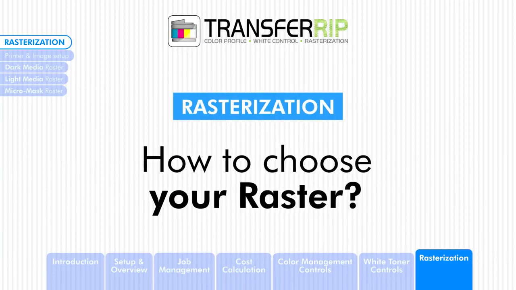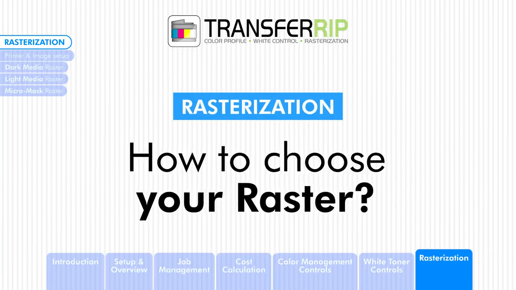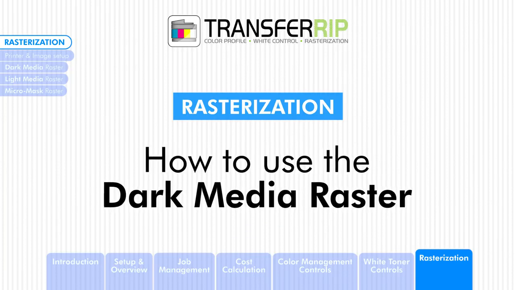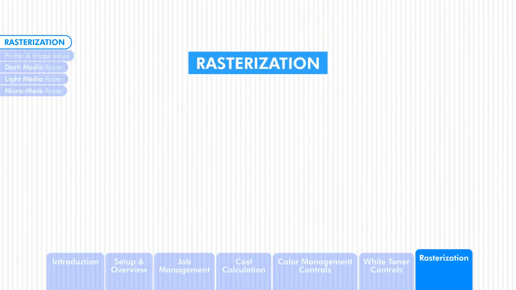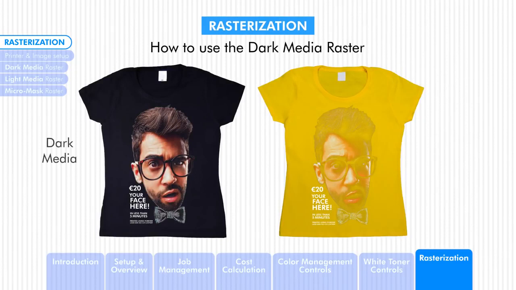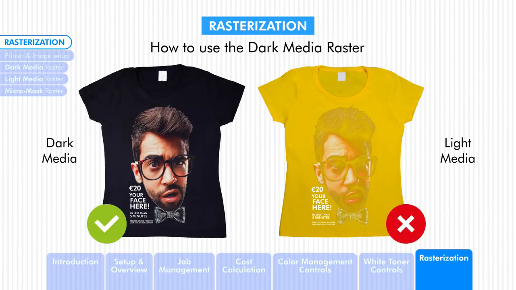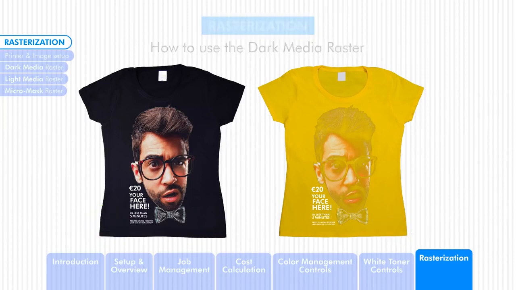We have three ways to rasterize images within the TransferRIP. The first and main raster option is the dark media raster. The dark media raster is best used for printing onto dark garments. To have a successful transfer onto dark garments, the dark areas of the image are not required. The dark media raster removes those areas. The dark media raster is not recommended for transferring to light garments. This is because the dark media raster removes the dark areas of the image, which are required for printing images on light garments.